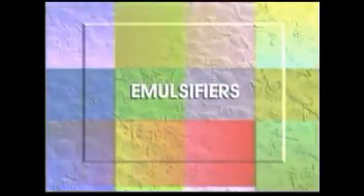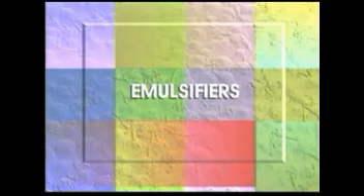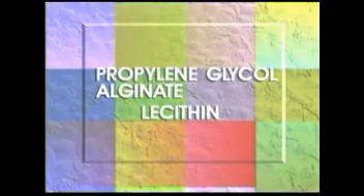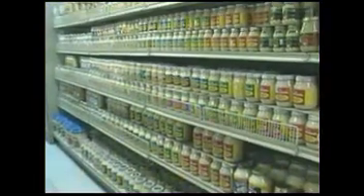Emulsifiers are used to disperse oil in water evenly, such as propylene glycol alginate and lecithin. These are used in products such as salad dressings and ice cream.